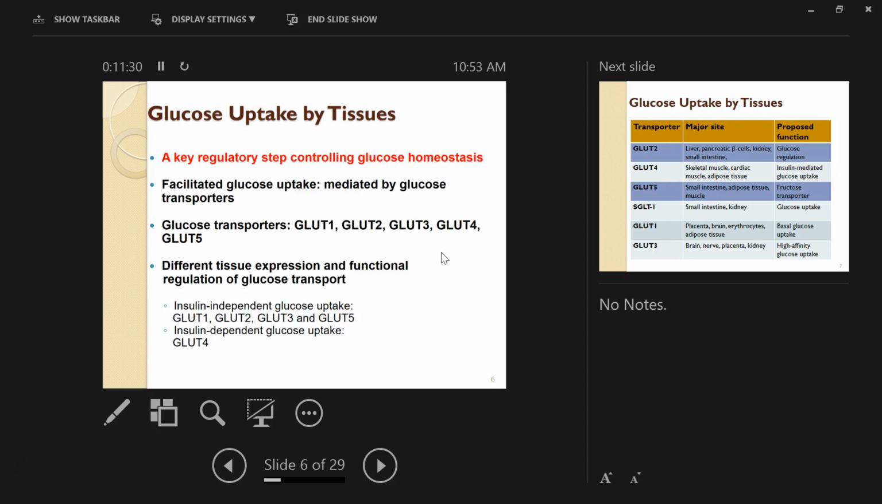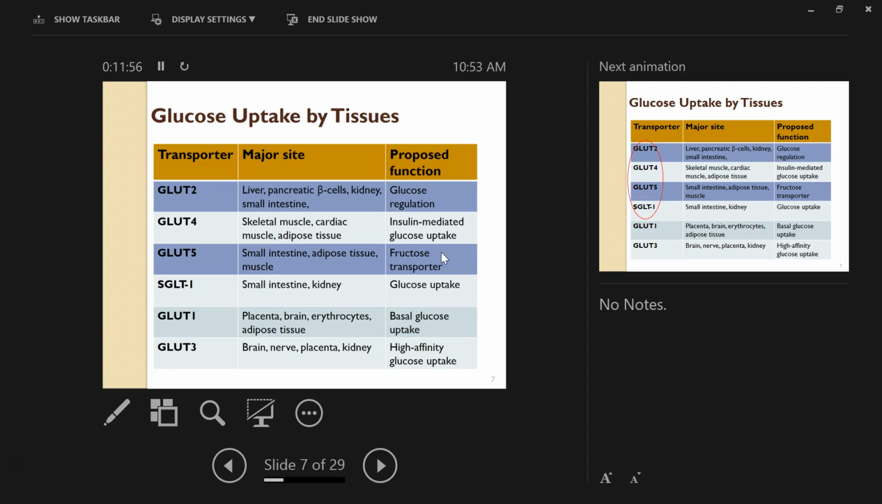And glucose transporters, you probably want to know the different transporters, how they are distributed in different tissues, what their functions are, and how they are regulated, basically how they are regulated by glucose level or by insulin, right? Depending on the transporter. So I'm not going to go into detail there. And also this table, I think, is very, very important: different transporters and their tissue distribution and function.